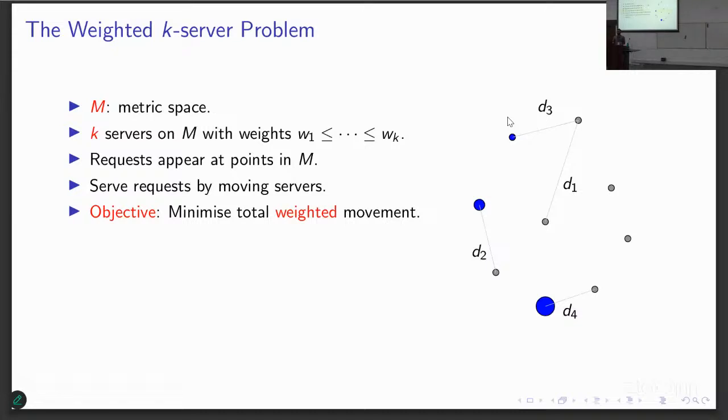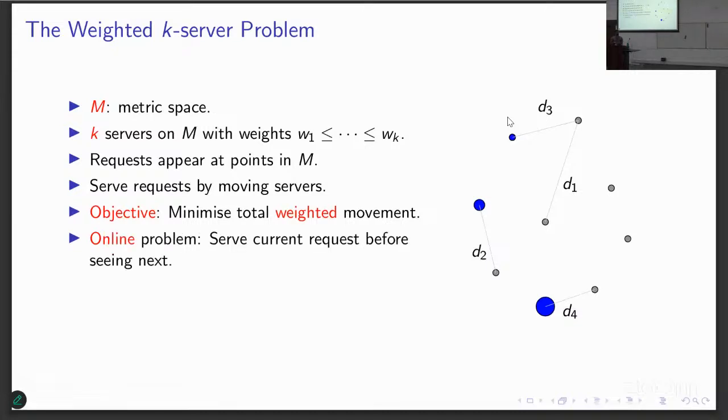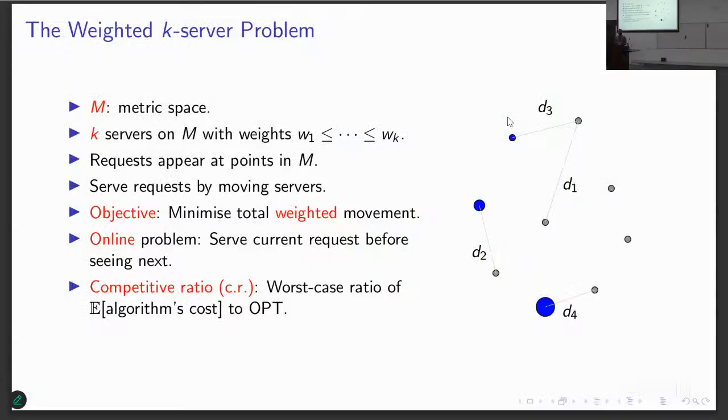And since this is an online problem, you have to serve the current request before seeing the future set of requests. And just like any other online problem, you analyze any algorithm using the competitive ratio, which is the worst case ratio of the expected algorithm's cost to the optimal cost. So that's the definition of the weighted k-server problem.